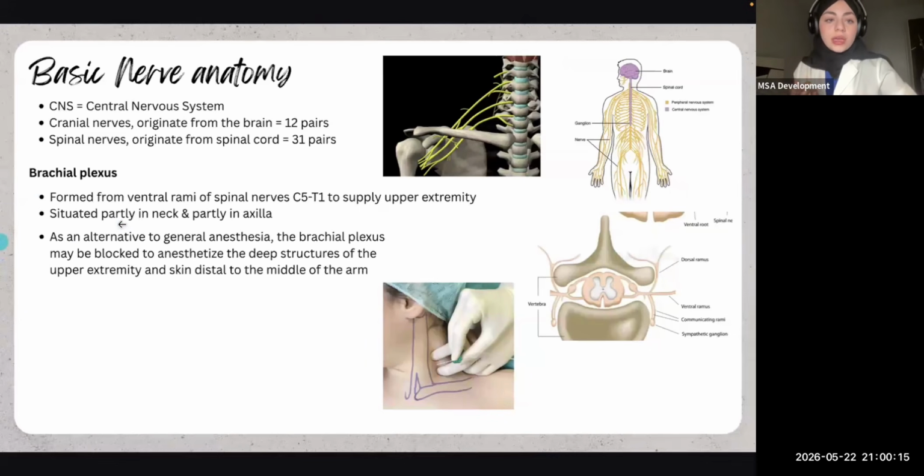sensory-wise. Anyways, the central nervous system is going to be your brain and spinal cord, which we know. And off of the brain, we have 12 pairs of cranial nerves. And I hope by now that you can tell me what cranial nerve innervates which of these muscles. It's actually going to be the trapezius, cranial nerve number 11. And then the spinal nerves, which are coming off of the spinal cord to supply the body.